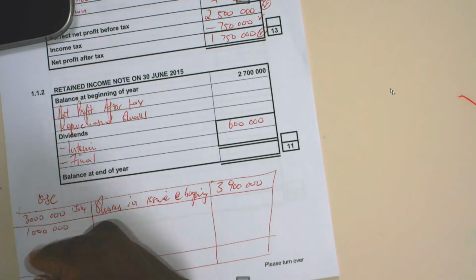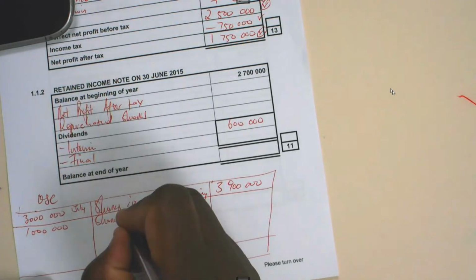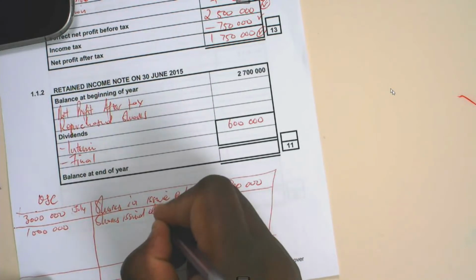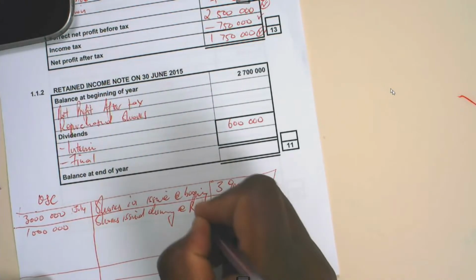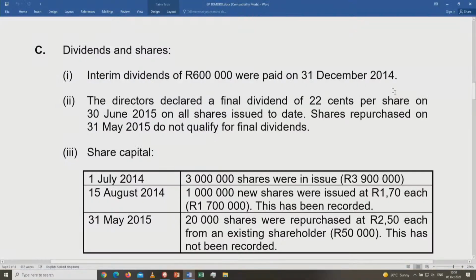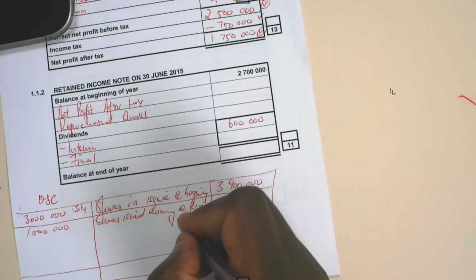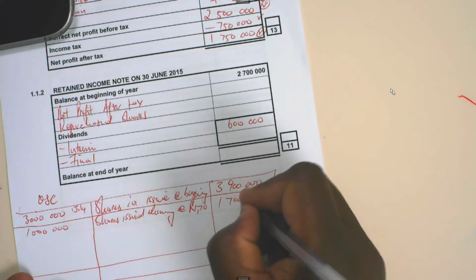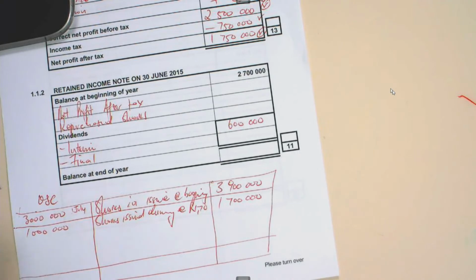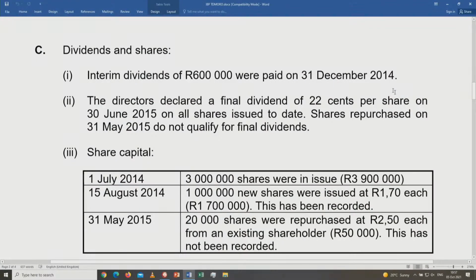All right. Shares issued during the year at R1.70, and then it will give you 1,700,000. Right? These are the shares that were issued on 15 August 2014. Very important that we write our dates, ladies and gentlemen. Please do not forget to do that.